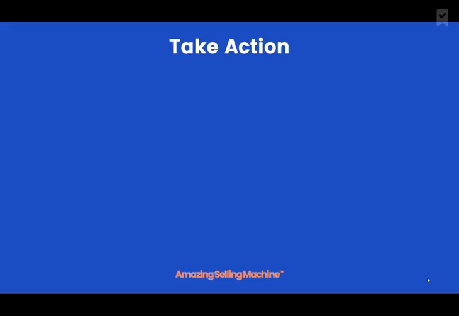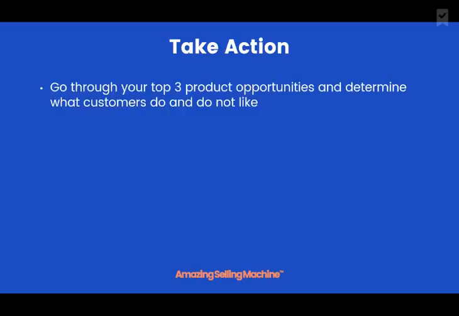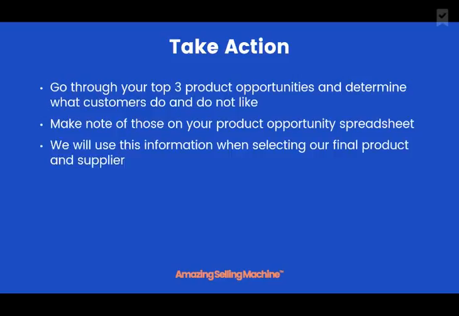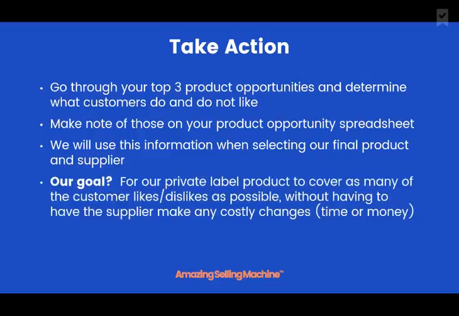So now that you've seen how product tuning research takes place, it's time to take action. I want you to go through your top 3 product opportunities and determine what the customers do and do not like by looking at the reviews just like we did. Then I want you to make note of those on your product opportunity spreadsheet. We're going to use this information when selecting our final product and supplier. The goal is for our final private label product to cover as many of the customer likes and dislikes as possible without having to have the supplier make any costly changes in both time or money.